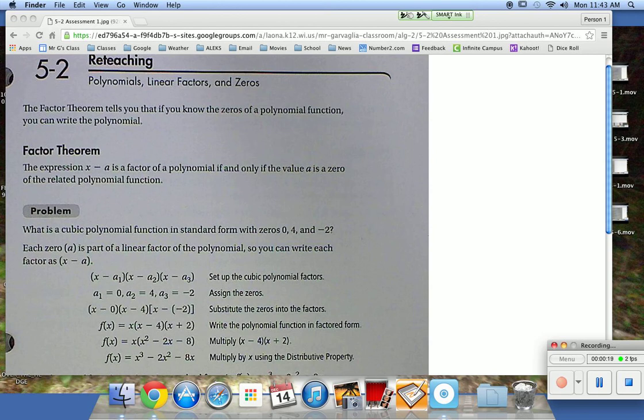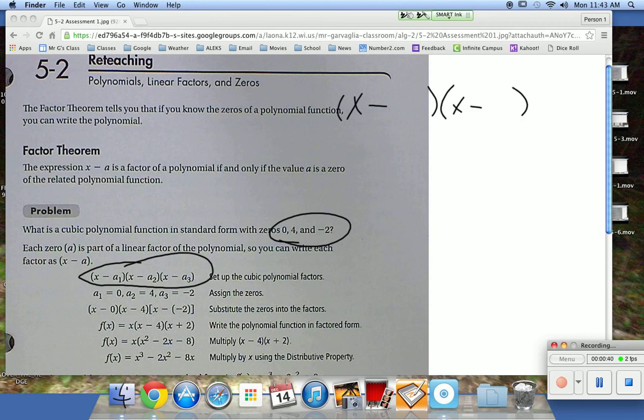Now, what they're doing in here is they're giving you three numbers. We're going to put that into this type of equation. In other words, they're saying x minus a1, x minus a2, and x minus a3, and we're going to multiply all three out. This starts to happen with distribution. So my three numbers I'm going to put in here are 0, 4, and negative 2, which makes this a positive 2.